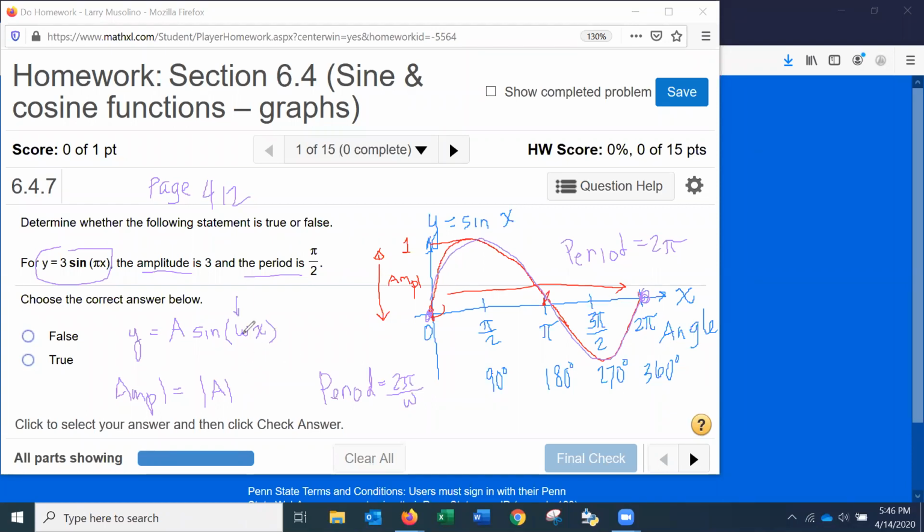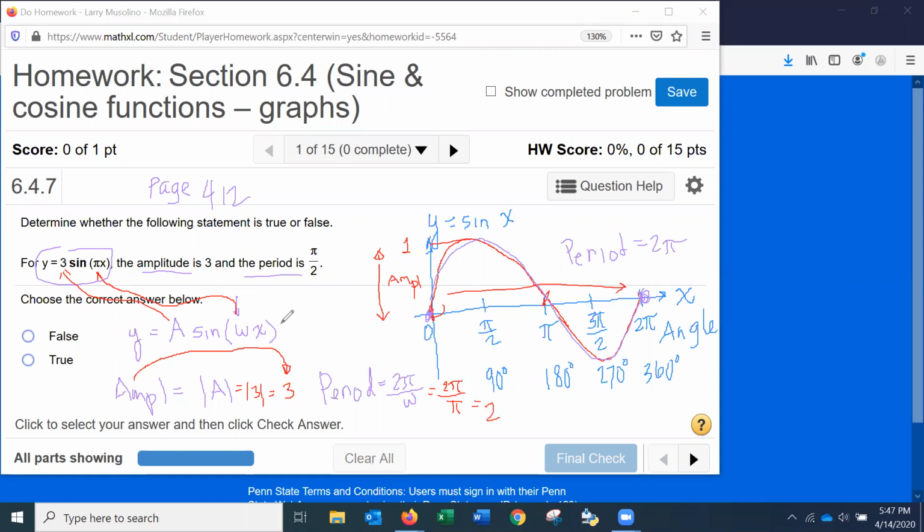All right, so let's work out the amplitude first. Well, according to our equation, our a matches up to the number 3. So for our amplitude, I want to take the absolute value of 3, which of course is just 3. By the way, notice the amplitude is always a positive number. Okay, so amplitude is always going to be a positive value. How about the period? Well, in our example, our omega matches up to pi. Remember, it's like the coefficient of x. So our period is going to be 2 pi over pi, which is just 2.